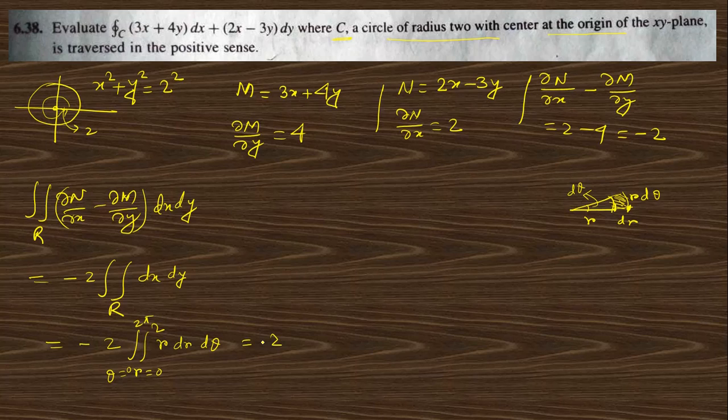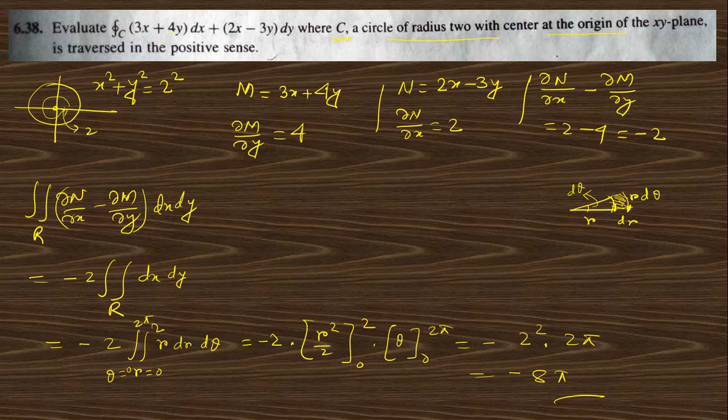So if you integrate, this becomes r square by 2, and the limit will be 0 to 2, and theta will be theta, with the limit 0 to 2 pi. So this will be minus 2, the 2s cancel out, r square, that is 2 square, that is 4, and 2 pi. So this is minus 8 pi. This is the answer to this question, minus 8 pi.